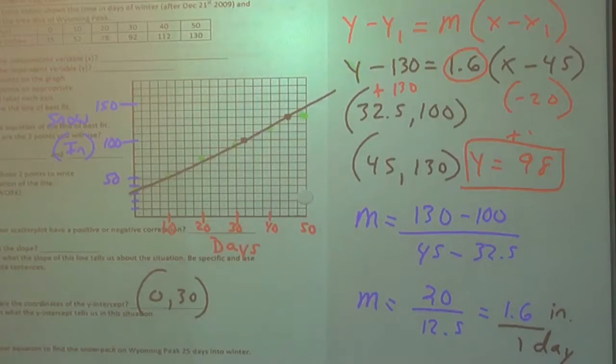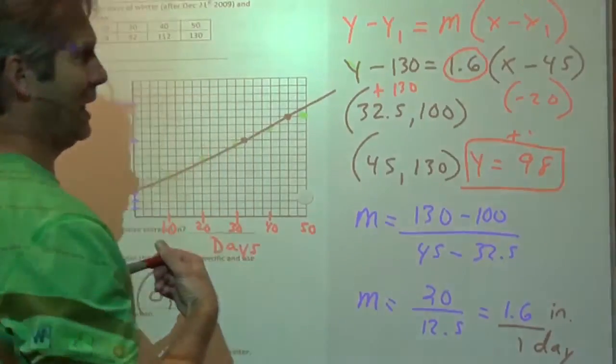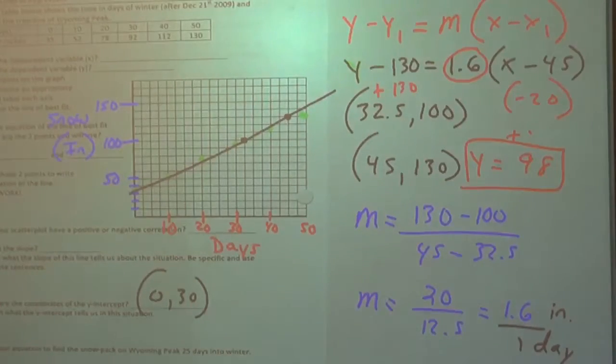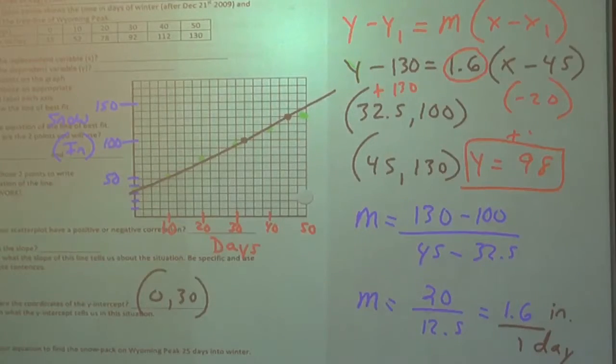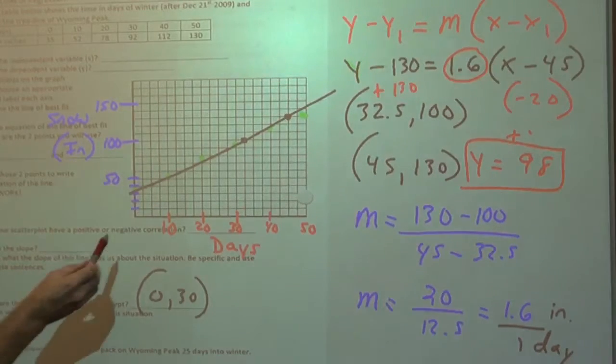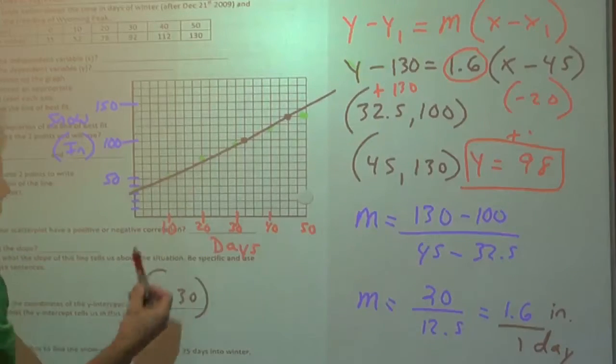How many days in winter will the snowpack on Wyoming Peak be about 100 inches? Hey, that's about it. About 25 days in, we should expect 100 inches. That's according to my estimation of what I got. You might have something different. Based on this thing, it might be closer to 35 days or whatever. You could see it off the graph here. My graph, see, I had it hitting at about 100.